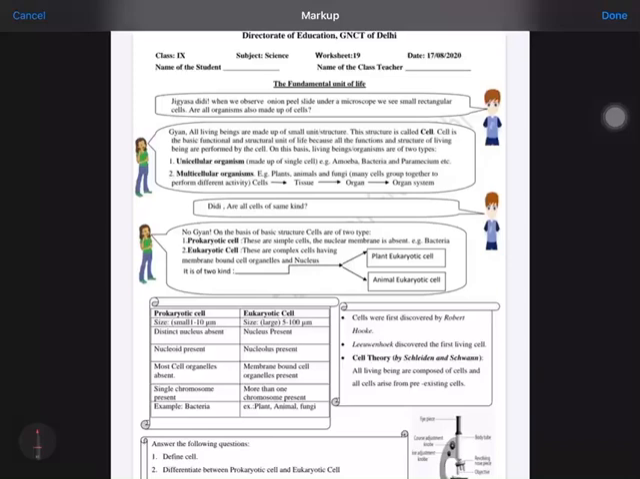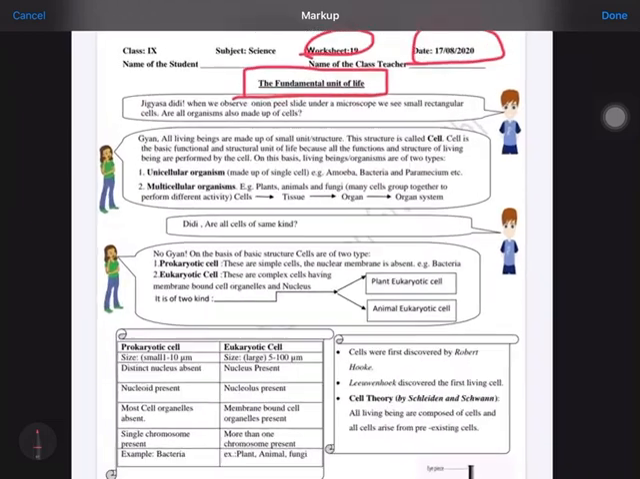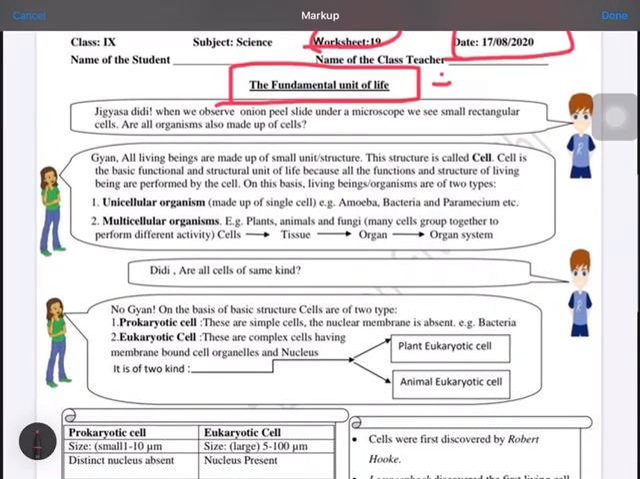Good morning, students. Today we are going to discuss worksheet number 19 for the date 17th August 2020. The topic of the worksheet is the fundamental unit of life. This is a 1 mark question also, and the answer is cell. So the chapter number 5, the fundamental unit of life, cell.